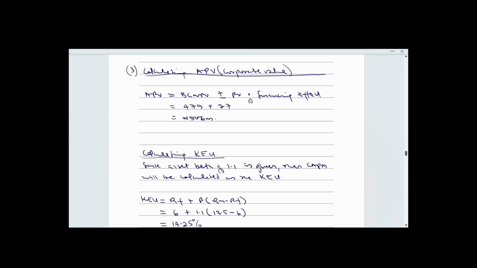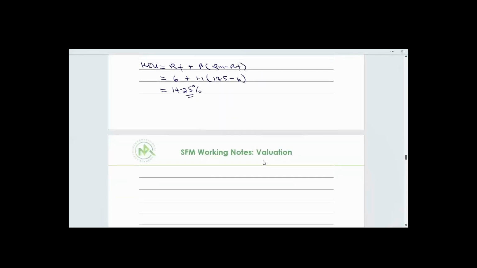There's no space. Okay, let me just manage it. Let me go to the next page. No worries.